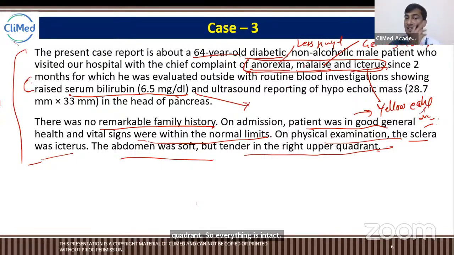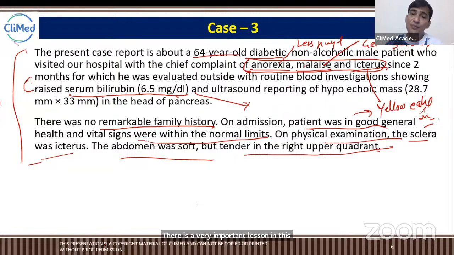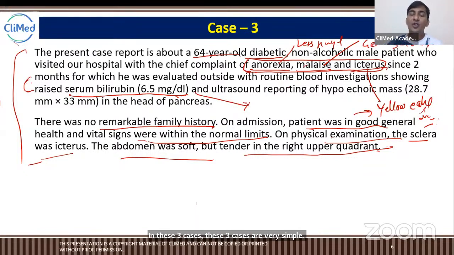We have studied three cases, right? All three cases present to the hospital. Why did I pick up these three cases? There is a very important lesson in this. Okay, guys, remember, there is a very important lesson in this. These three cases are very simple, presented perfectly fine, healthy people to the hospital, not like a very severe problem or bedridden or something.